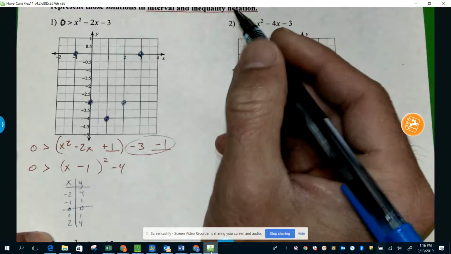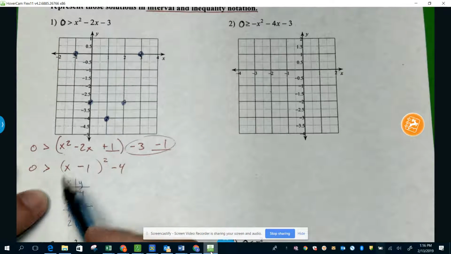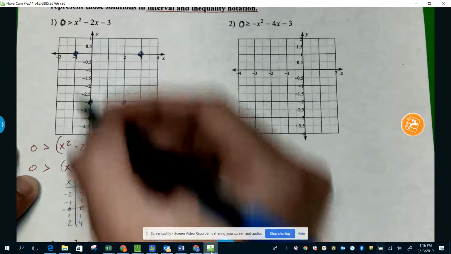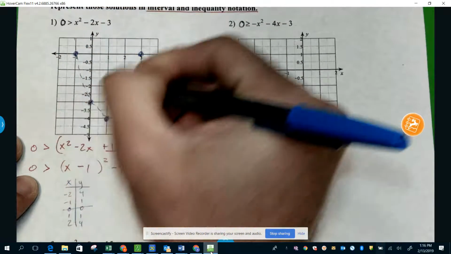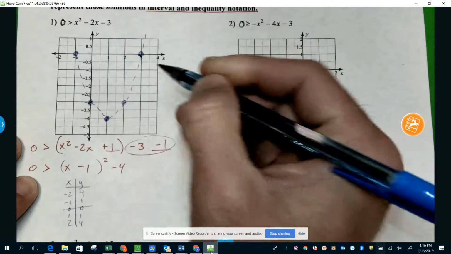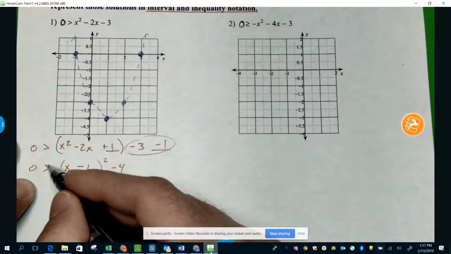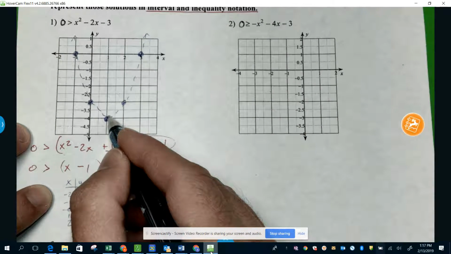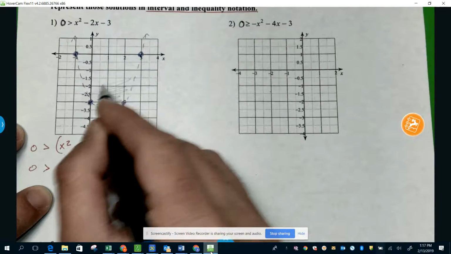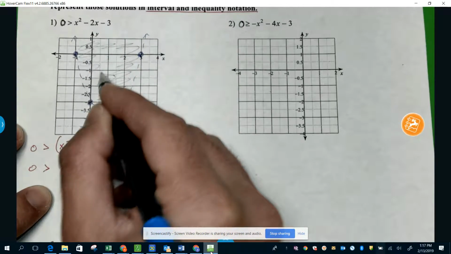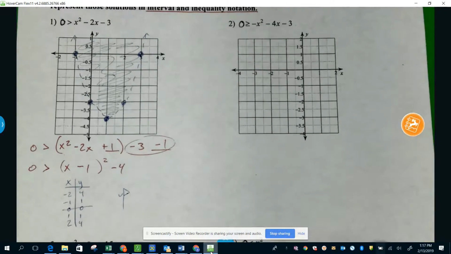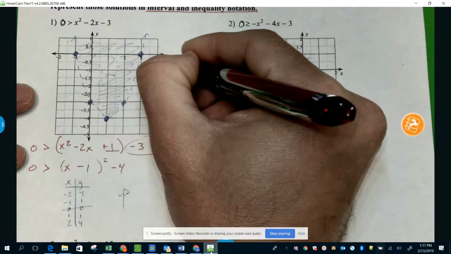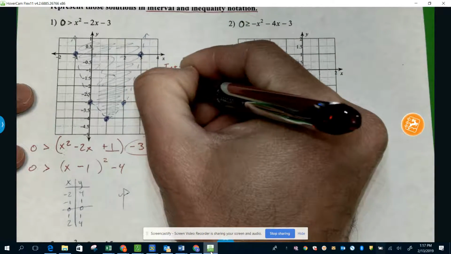Now again, pay close attention if my line needs to be dotted or solid. Okay, in this case, my line is actually going to be dotted. It's not equal to. My line is dotted, and then we also need to shade. Since that's a greater than, we are going to shade up. Okay, so what that means is put your pen on the vertex and shade up, which means essentially everything inside the parabola. So what we're going to do now is identify interval notation and inequality notation.